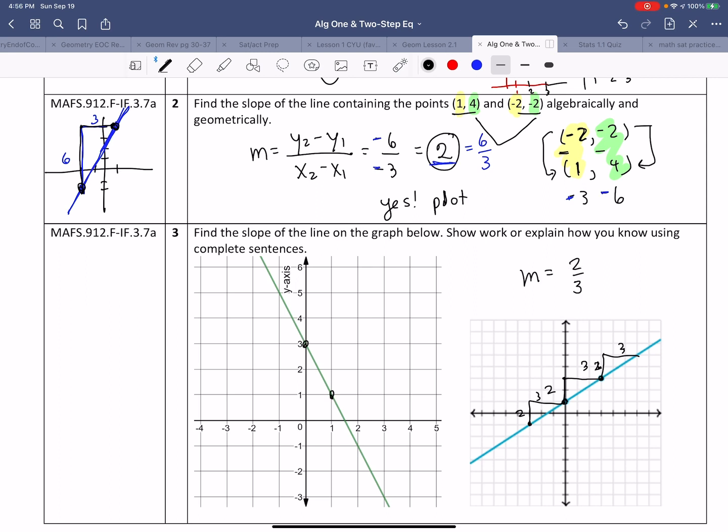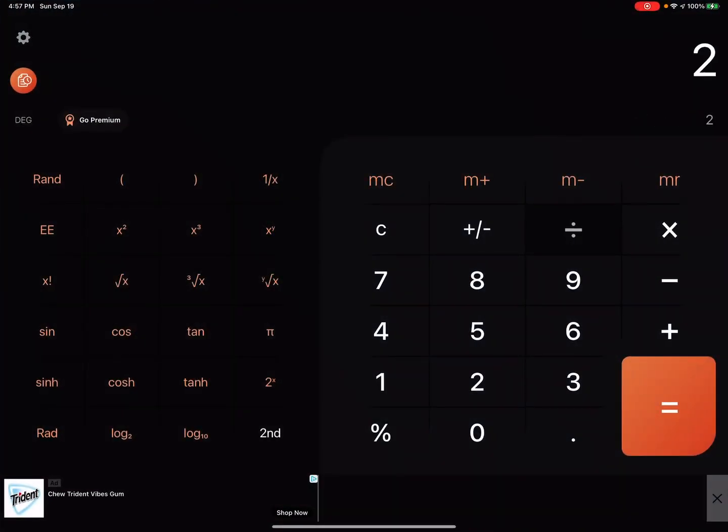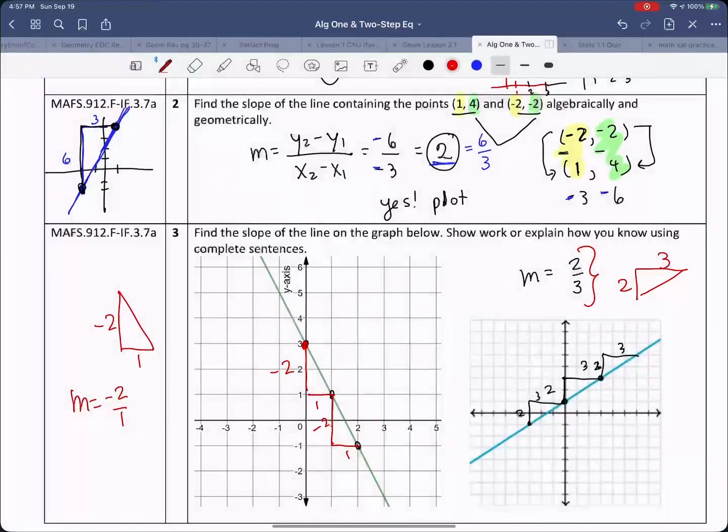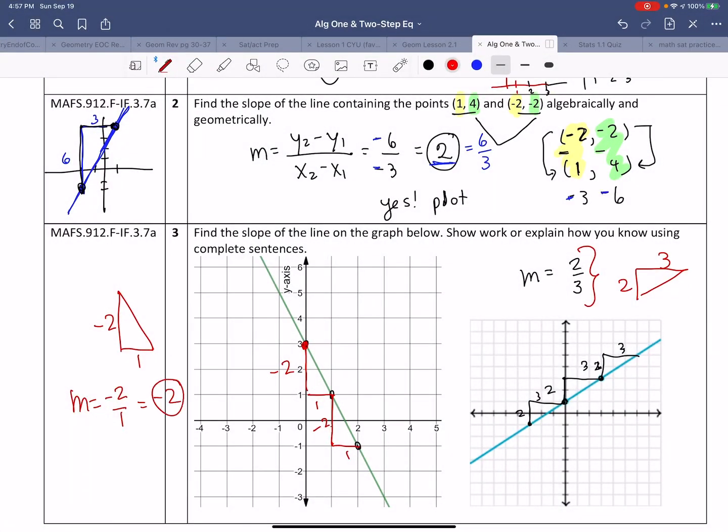Here, let's see, we notice the hash marks meet. And so here we notice we fall 2, we run 1. We fall 2, we run 1. So when our slope triangle was 2, 3, our slope was 2 over 3. Now our slope triangle is -2, 1. So our slope is -2 over 1. However, when I put that in a calculator, -2 divided by 1, I just get -2. So there's actually a simpler way to write that. I'm going to put the slope of this second one is -2.